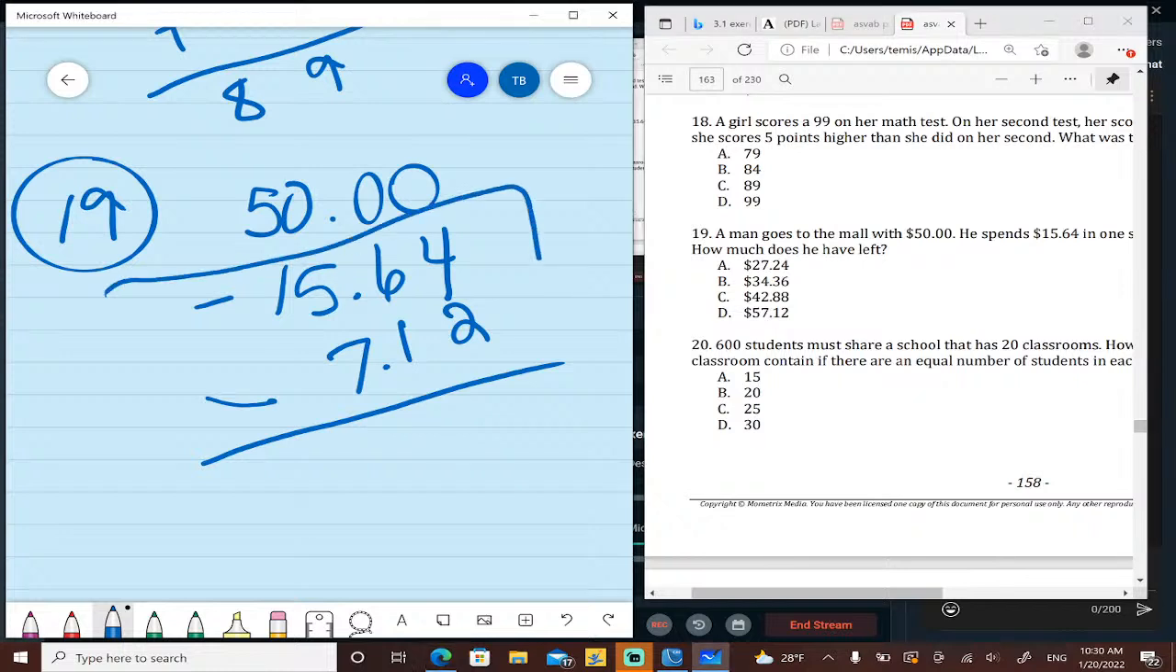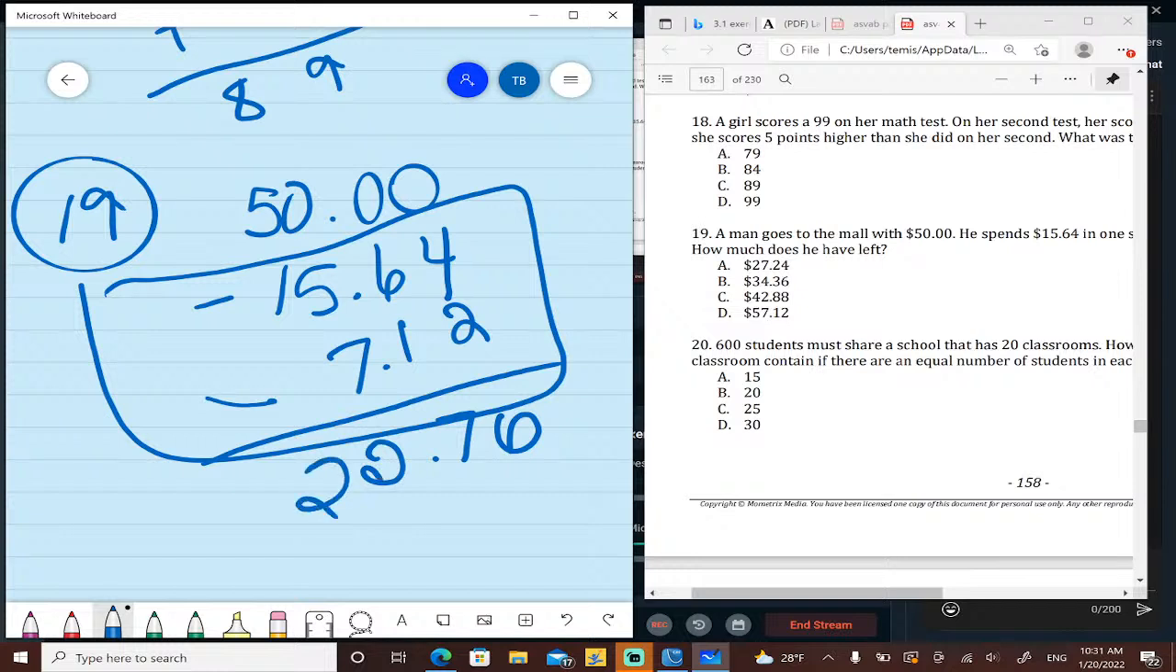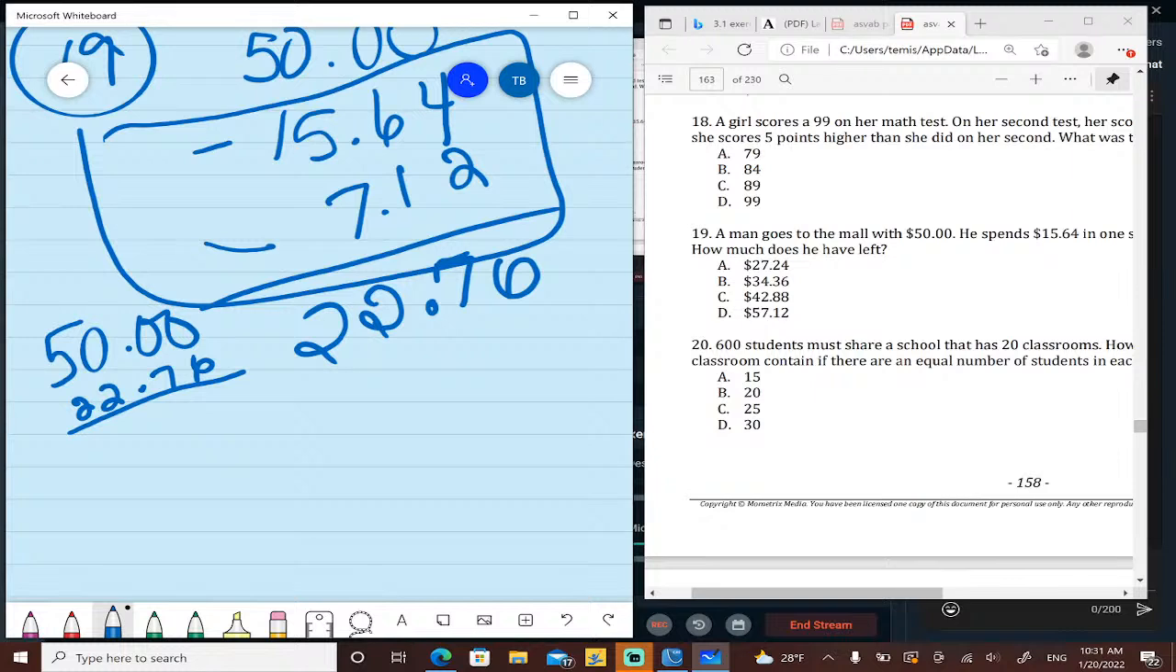So what we're getting ready to do is we're going to add these two numbers up to see how much he spent in total. 6, 7, and 12. So he spent $22.76, which we estimate 23. And we're going to subtract that from the $50. 22.76. All right. Well, 76 is almost like 75 cents, which would have left 25 cents. But since it's 76, then it's 24 cents. So, like we estimated, answer choice A.